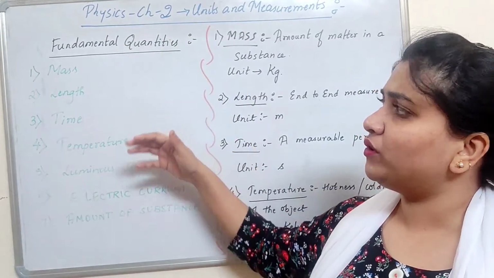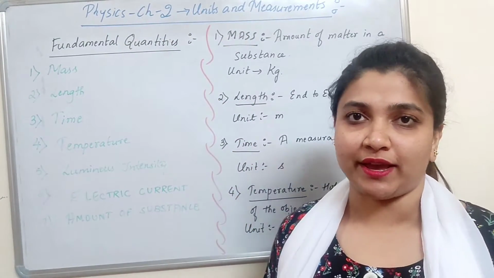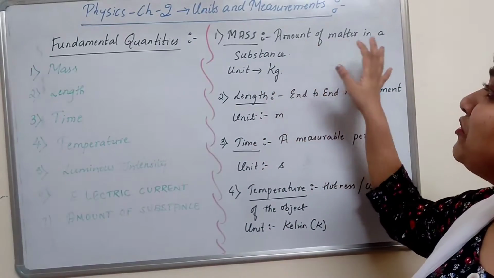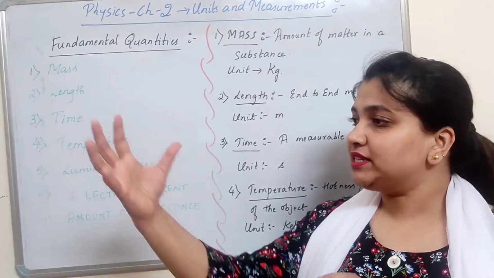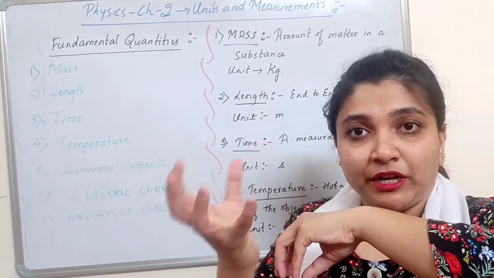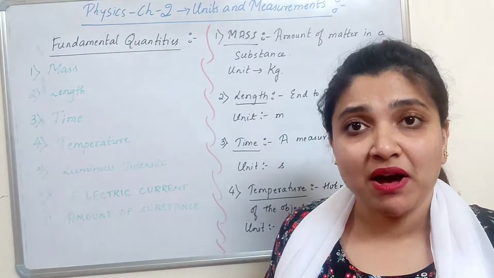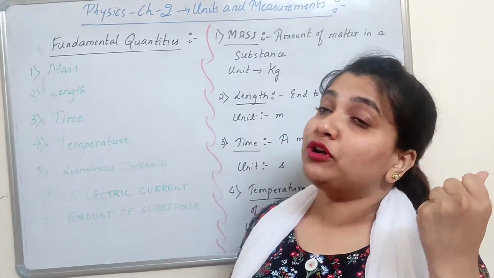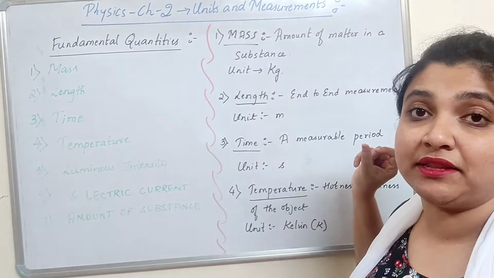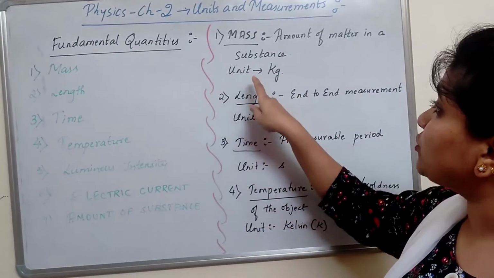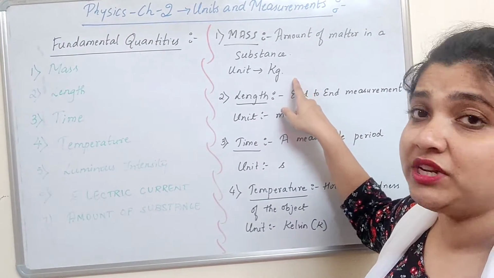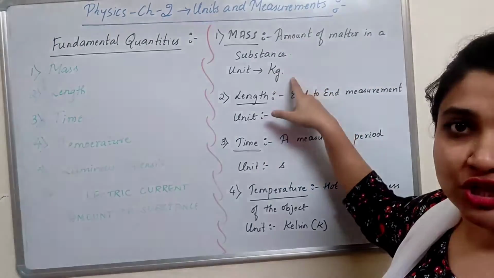Now what are all of these? Let us check. When I'm talking about mass, mass is nothing but the amount of matter in a substance. So let us take any matter. How much matter that particular thing contains, that is nothing but mass. Correct? The amount of matter content in a particular object is its mass. And mass is always measured in kgs. Whenever we are talking in SI units, we measure mass in kgs.